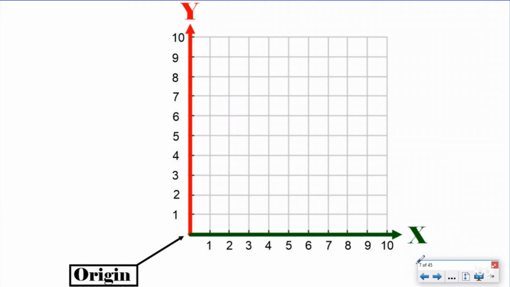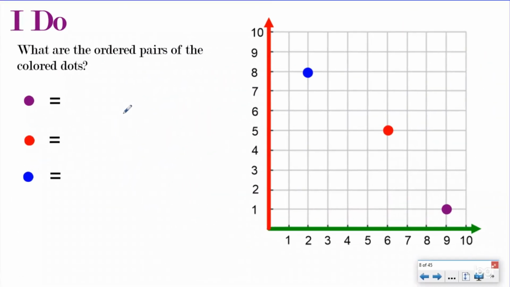So let's take a look at an I do problem. So I want to know the ordered pairs of the colored dots. Okay, so again, this is my origin here because we zoomed in on the first quadrant. So I'm always going to start here. And if I want to get to the purple, I need to remember my rule, right? You got to shuffle on the carpet before you climb up the steps. You got to do your X coordinate, then your Y coordinate. So if I start at the origin, I would shuffle over 9. So my first number, my X coordinate, is going to be 9. And then I need to climb up 1. And so my ordered pair would be 9, 1.